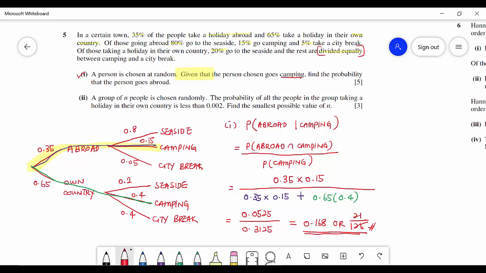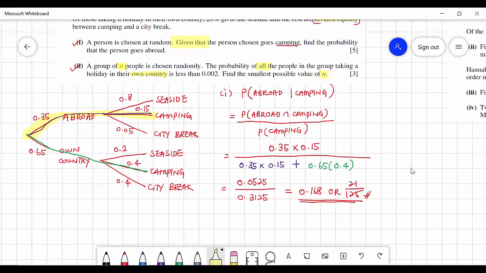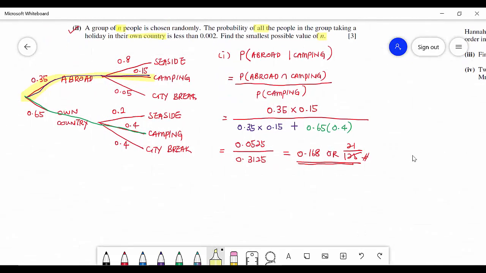Then if you look at part number 2, a group of n people is chosen randomly, and the probability of all people in the group taking a holiday in their own country is less than 0.02. Find the smallest possible value of n. For this particular question, before we start, you need to try and identify what it is about.